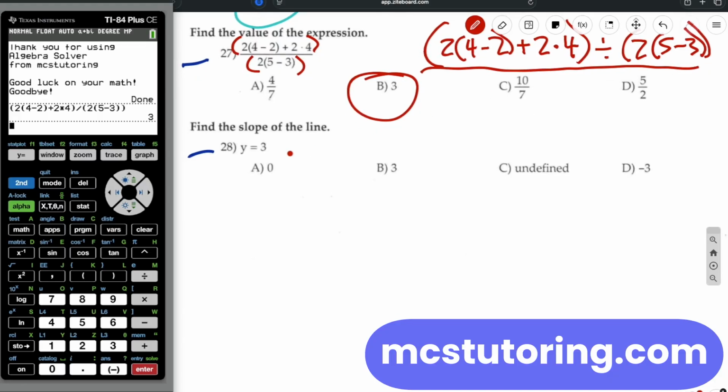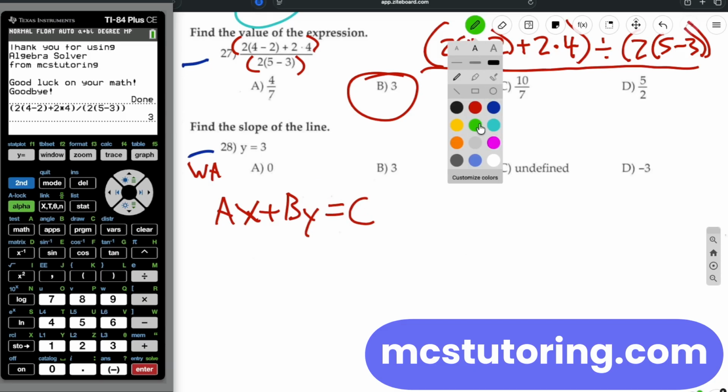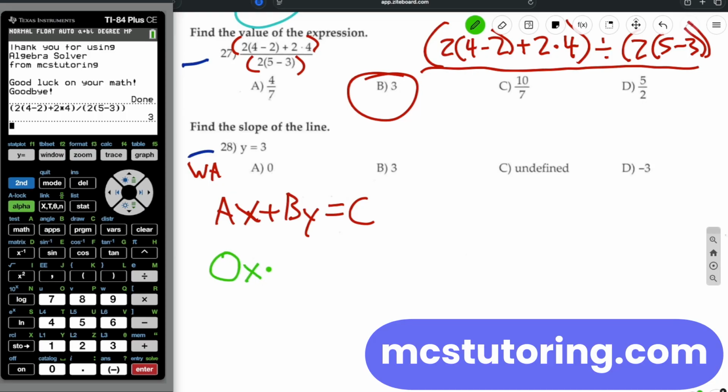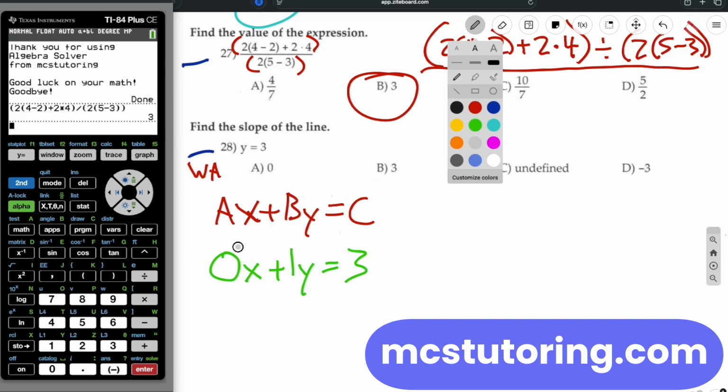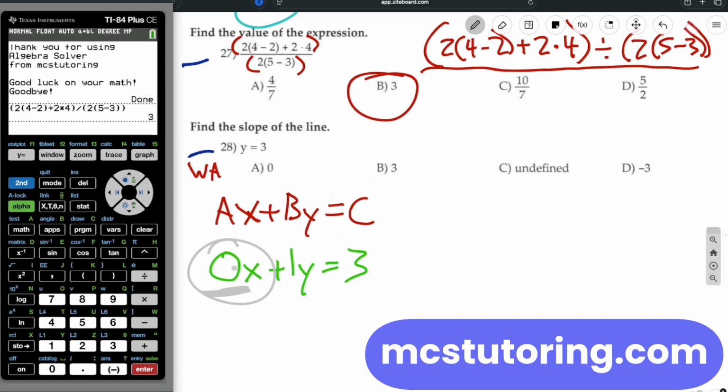Now check this out. Slope of the line y equals 3. So this is, I'm going to call it a WA question. It is a workaround. Remember we said Ax plus By equals C is standard form? It's kind of like saying 0x plus 1y equals 3. I know it's a little bit of a mind freak. You're like, dude, there's no x there. That's why I have a 0 in front of it. Because it's like, oh, by the way, there's 0x there. And I know it just says y equals 3, but that's 1y. If you have to put a coefficient, it's going to be 1 if it's not written there.